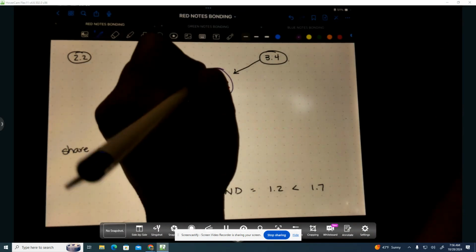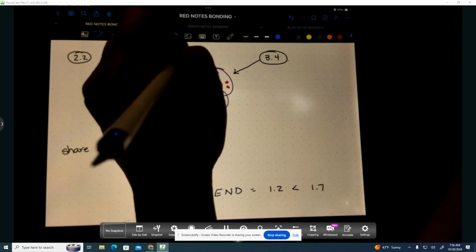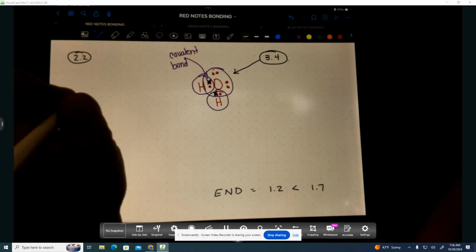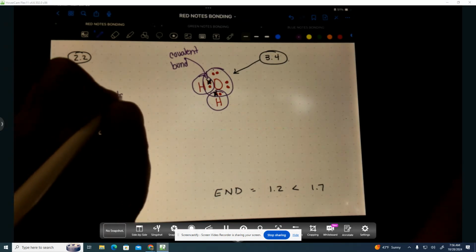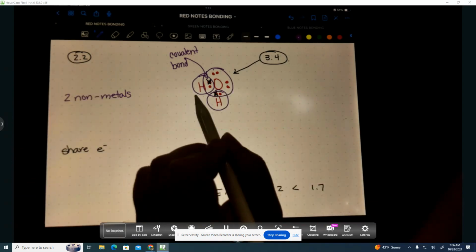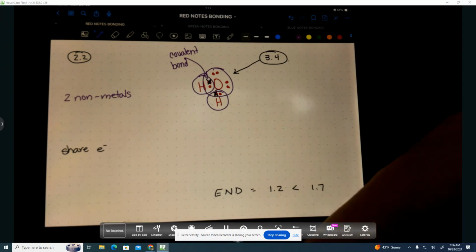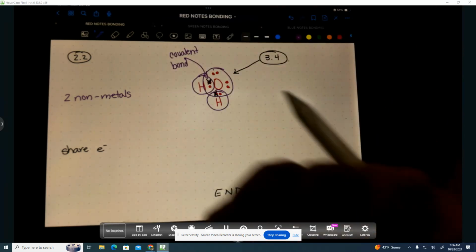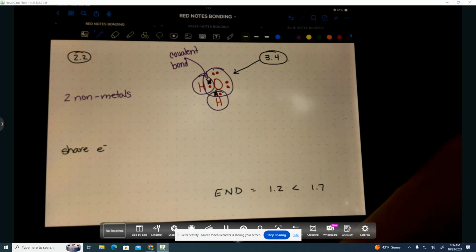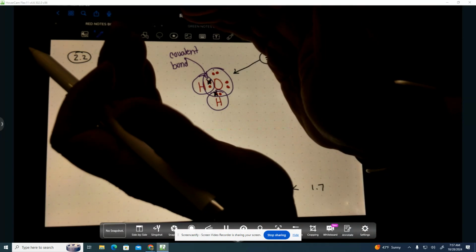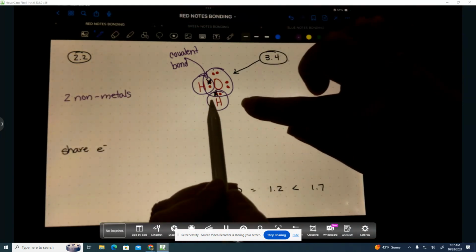This right here is a covalent bond. It is between 2 nonmetals that have an electronegativity difference of less than 1.7, and they are sharing the electrons between them. This is not a salt. This is a molecule now. It is a discrete particle.